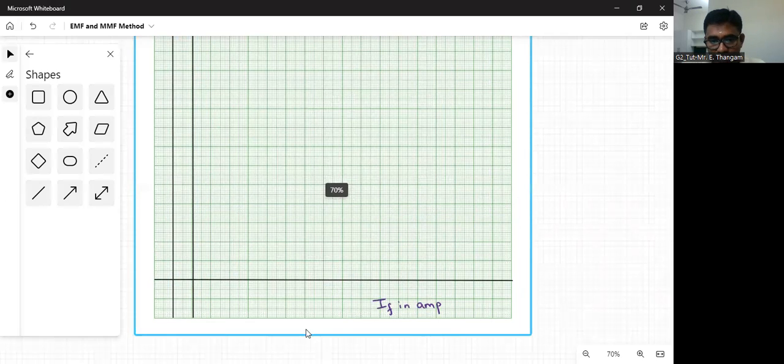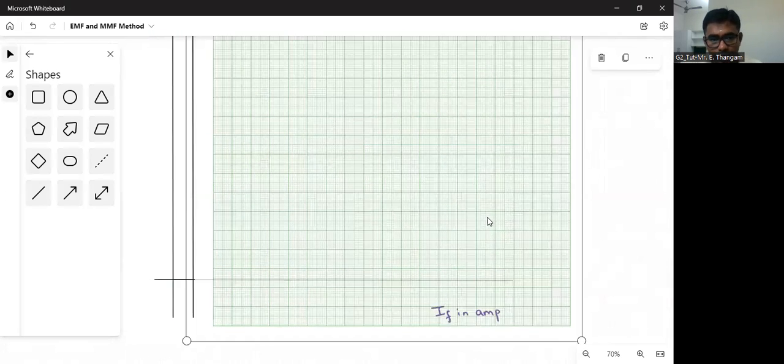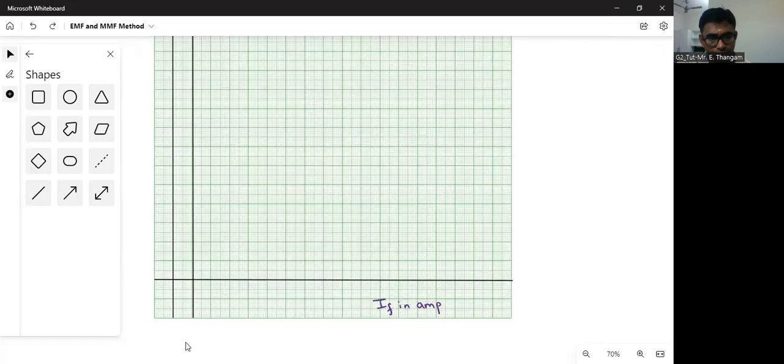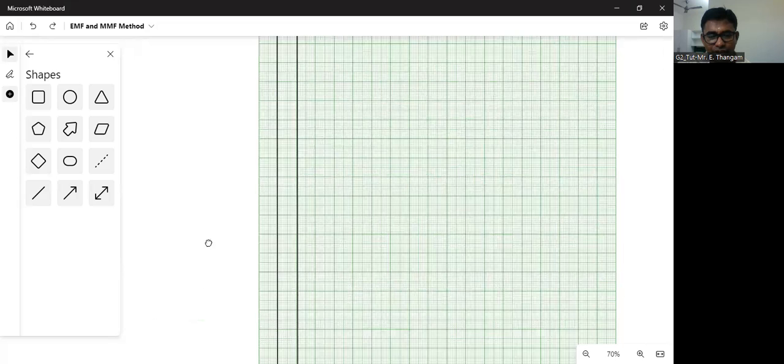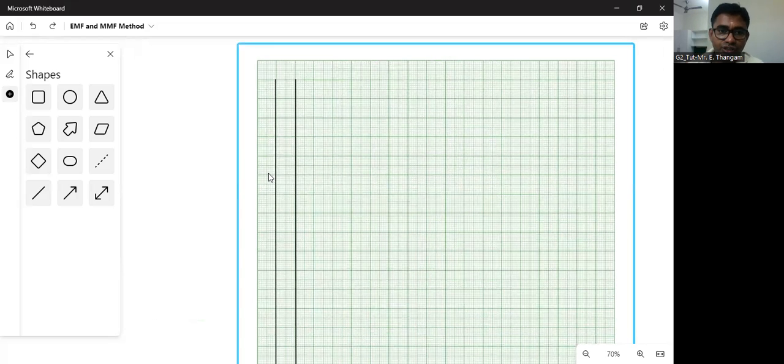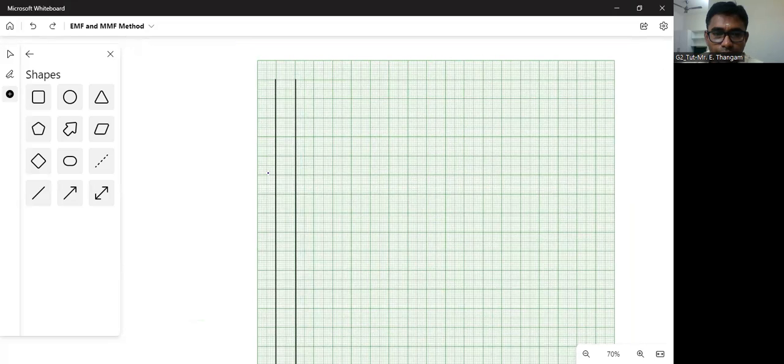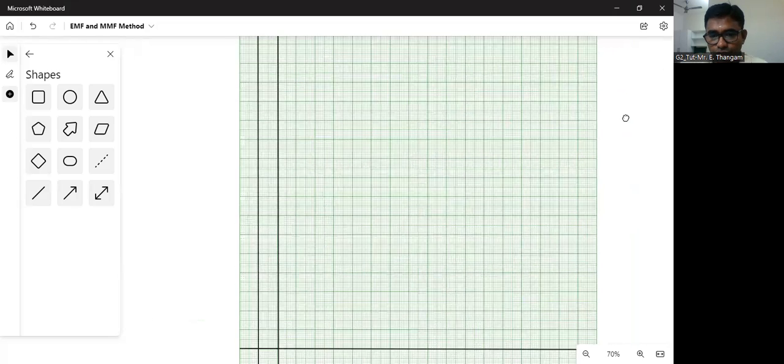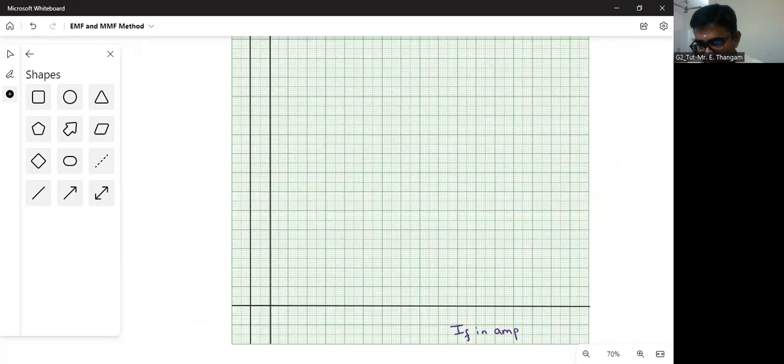Y-axis, we have two y-axis. One y-axis represents your short circuit current. Let me write here the first y-axis. So this is your short circuit current. Then the second y-axis is your open circuit voltage, because we have two test data, right? One test data is for the open circuit test, and another is the short circuit test. Both graphs we are going to draw in a single graph sheet.